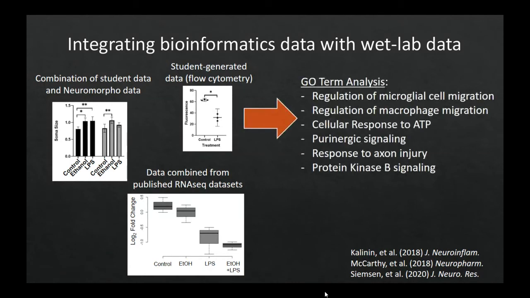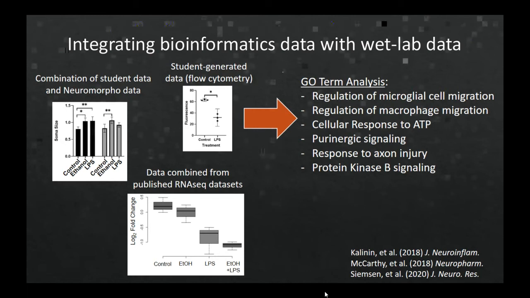And then I had them go and do a GO-term analysis. So gene ontology is a database where we can define molecular functions and biological processes. And these terms are then encompassing many different proteins. So they put their data into the gene ontology database, and got terms out.